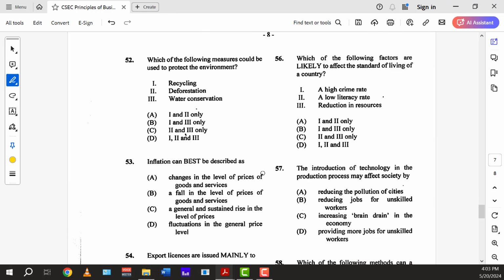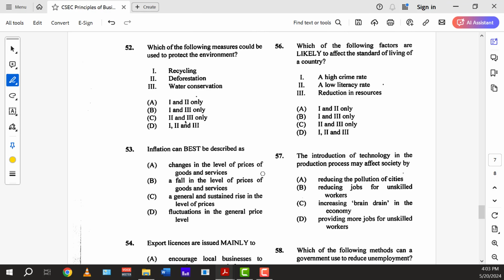52. Which of the following measures could be used to protect the environment? We have 1. Recycling. 2. Deforestation. 3. Water conservation. I don't know why they're trying to trick people with this question, but the answer is recycling and water conservation. That's 1 and 3.